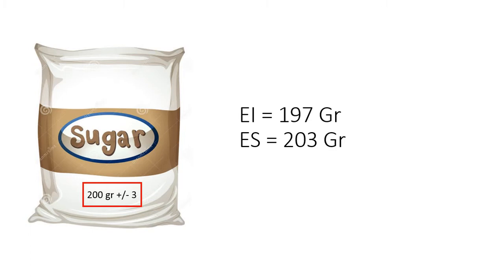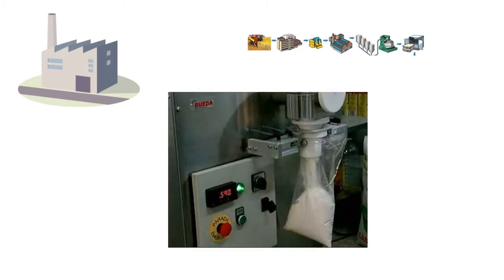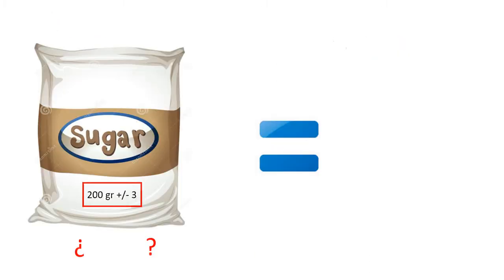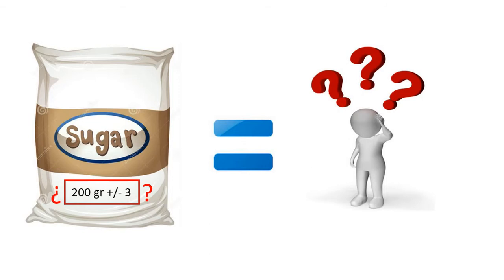The variation of 3 grams is while the process is under normal conditions. The workers are not perfect. They can make mistakes, even the machines, for many factors. For example, for people, the fatigue, and for machines, the temperature, the bag calibrations, etc. We don't know exactly how much the sugar bag weighs, but we know between what values it has to be.